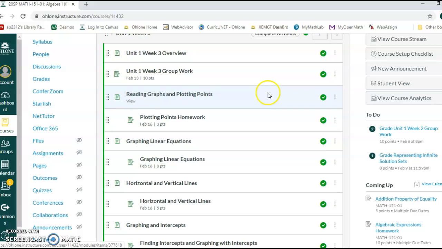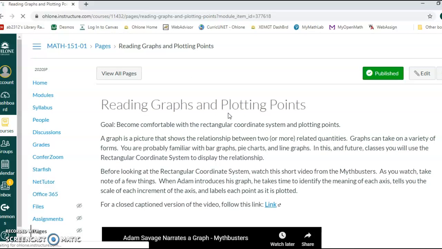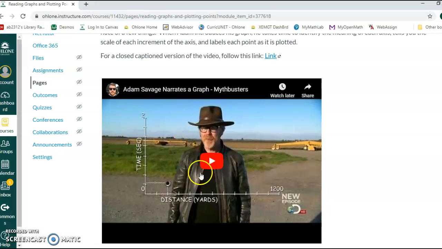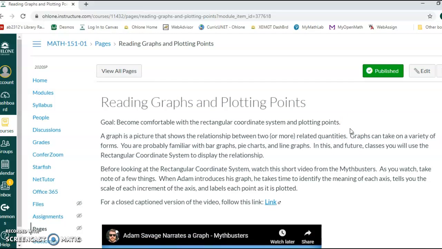So in these next 2 weeks, we're going to spend a lot of time talking about slope and looking at graphs of linear equations. There's a couple things I want to draw your attention to. First, on this reading graphs and plotting points page, there's a good video by the Mythbusters in here. There is a lot of explanation on what good graphs look like and why we do the things that we do. So take the time to watch that and see what is being said. And again, that's in the reading graphs and plotting points page.